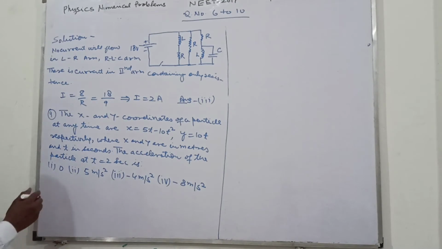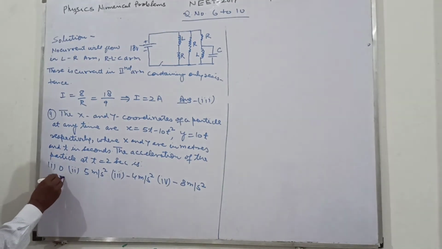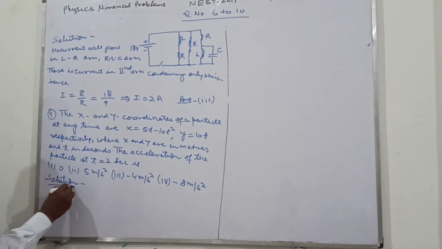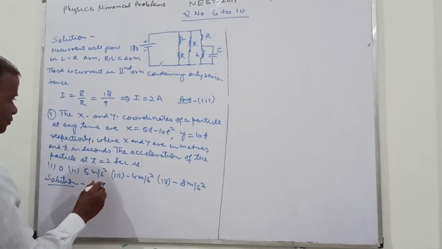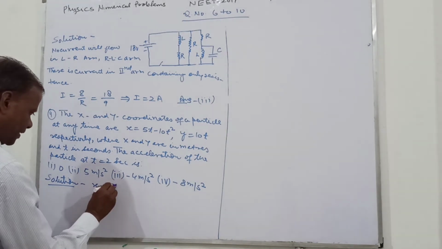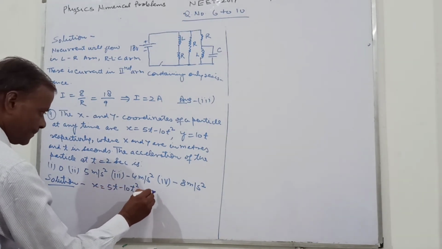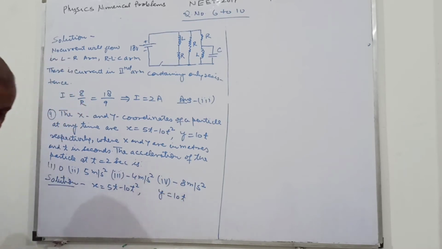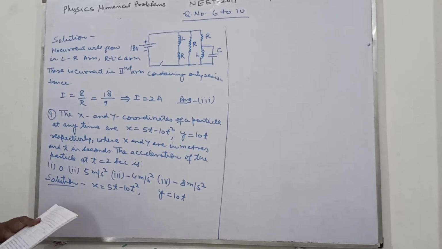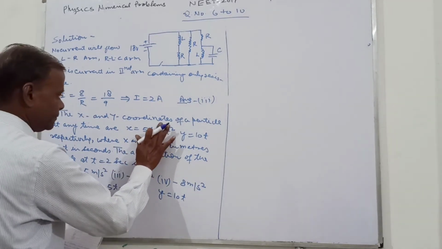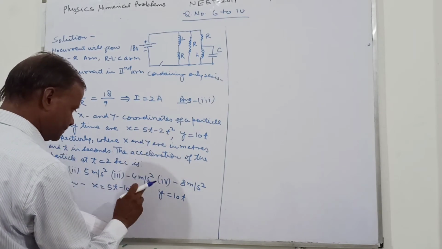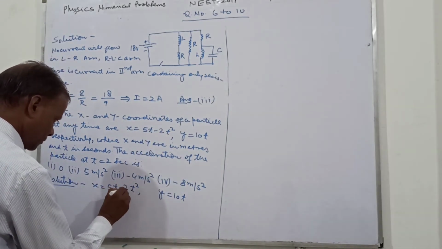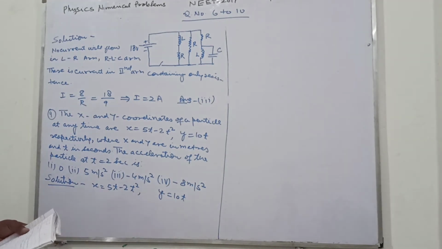So now you can see the solution to this one. You are given x equal to 5t minus 10t square and y is given to you as 10t. This is not 10t, it's 5t square. Yes, this is now 5t minus 2t square. 5t minus 2t square. Right.